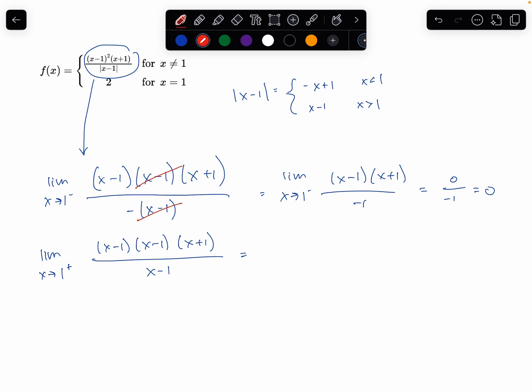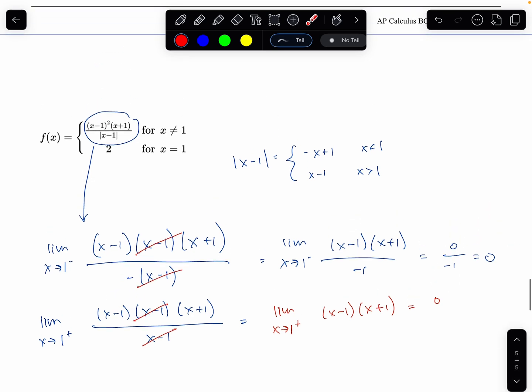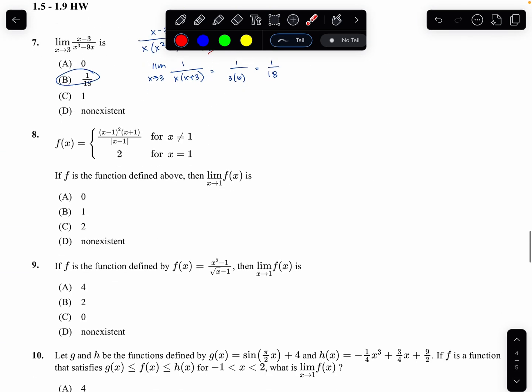And we get the same thing where those cancel, although it's not going to be negative on the denominator. But I'll have the limit as x approaches 1 from the right, we'll have x minus 1, we'll have x plus 1, which is still going to result in 0. So because from the left side it's 0, from the right side it's 0, therefore the limit will be equal to 0.